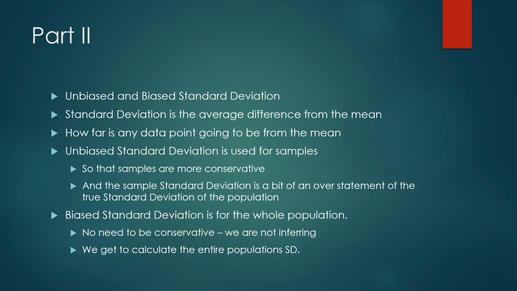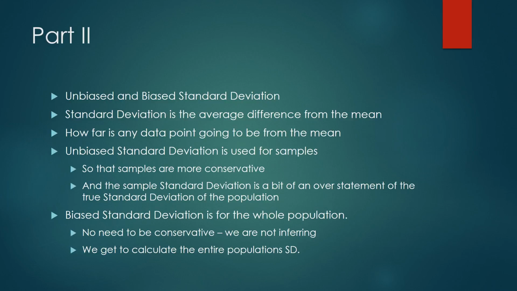A biased standard deviation is used for the entire population, and that is when you have access to the whole population. Maybe your population of numbers is only 100 numbers long, and it's easier to get access to them. We don't need to be conservative because we are not inferring anything. We are looking directly at the entire population. So when we calculate the standard deviation, we're calculating the actual standard deviation for the entire population. That's the difference between unbiased and biased.